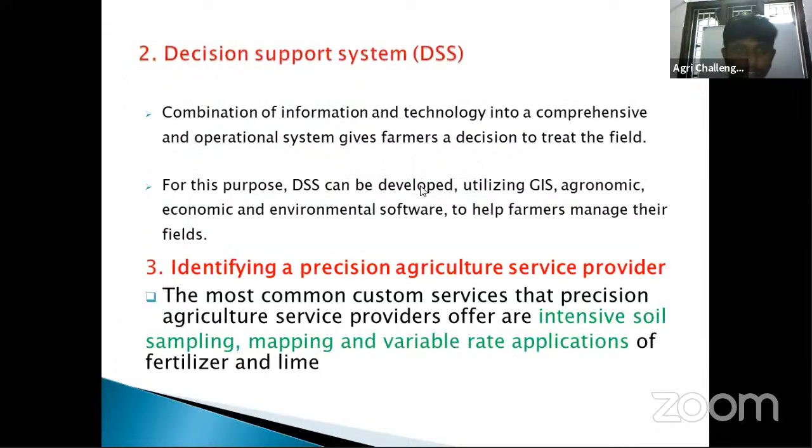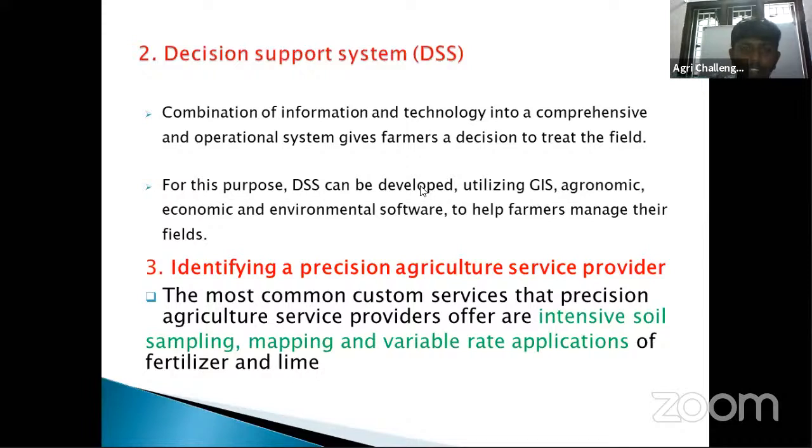Then decision support system, I already told you. This is another software package, decision support system. Combination of information and technology into a comprehensive and operational system or package gives farmers a decision to treat the field. Just there is one computer. In that computer we are feeding the data or the field maps, and that is interlinked with the sensors already kept in your field. We are feeding this much nitrogen content in this 1 square meter area.